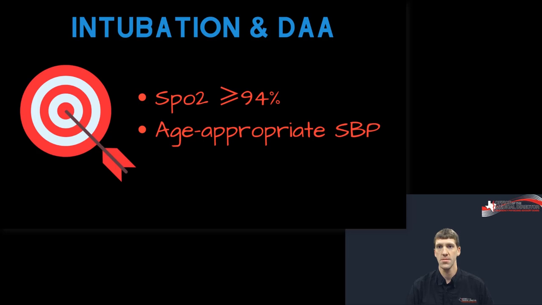I want to briefly touch on intubation and drug-assisted airways. Just like our adults, we have goals to meet prior to initiating these things. Similar to adults, our SpO2 needs to be greater than or equal to 94% before starting these things. Shock index is generally not a thing for kids, just because their heart rate is higher than adults and it throws off your formula. So don't use shock index in kids. You're just targeting their age-appropriate systolic blood pressure. Again, just because you've reached the minimum blood pressure for that child, maybe you need to consider bringing that up just a little bit more to make a safe drug-assisted intubation in some cases.